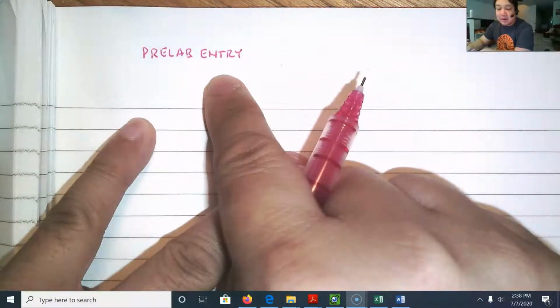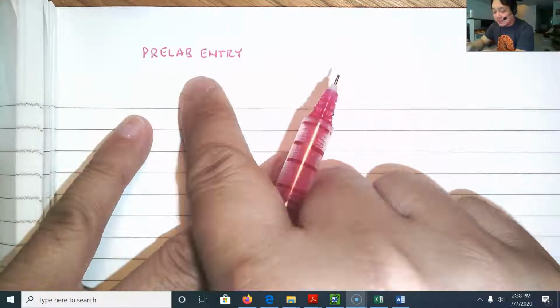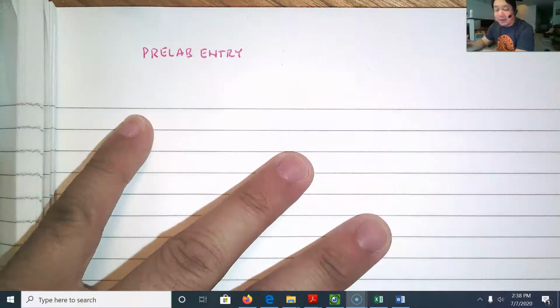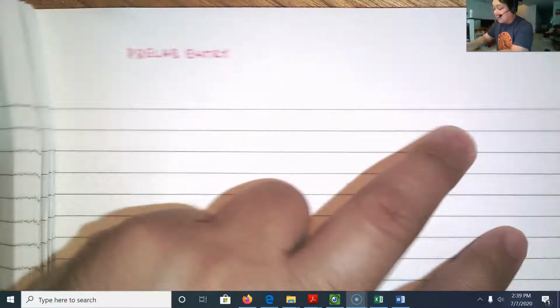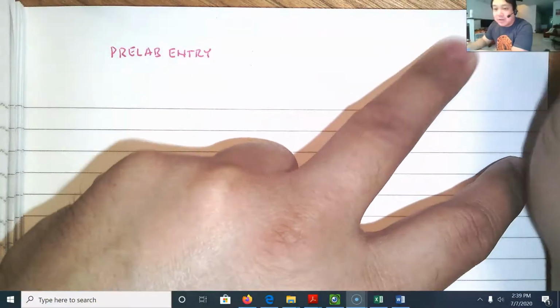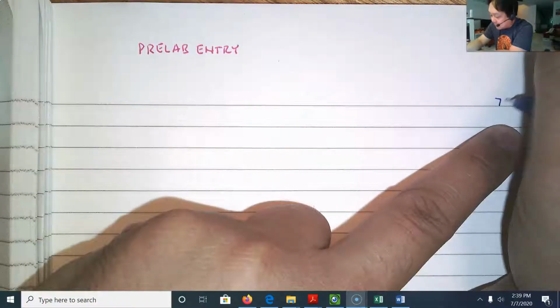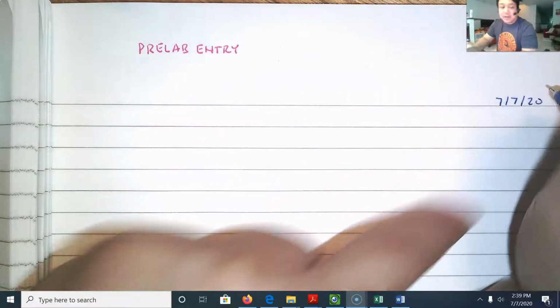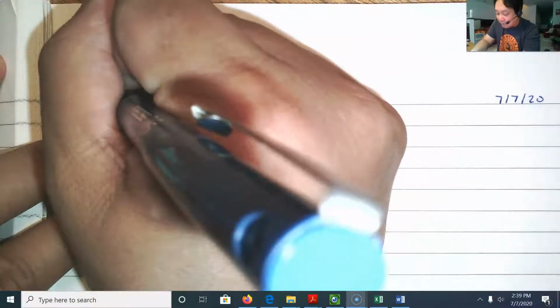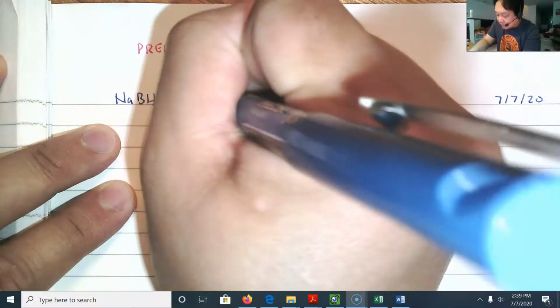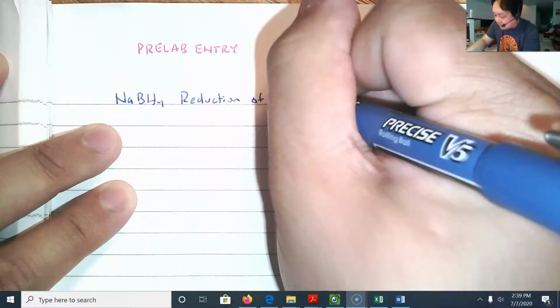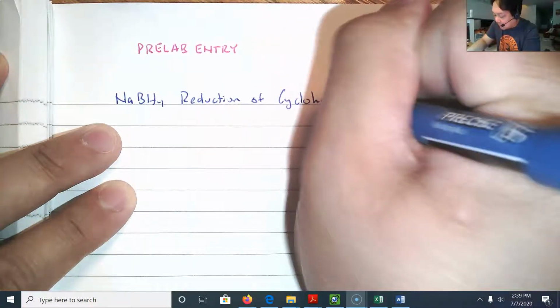Now, everything in pink are just notes. I wouldn't expect to see this on your prelab entry when you hand in pages from your notebook. But definitely, you need a page number, and whoops, I'm on page 41 in my notebook right now, a date, and the title. And the title for lab number 1 is sodium borohydride reduction, or you could just write BH4 reduction of cyclohexanone.